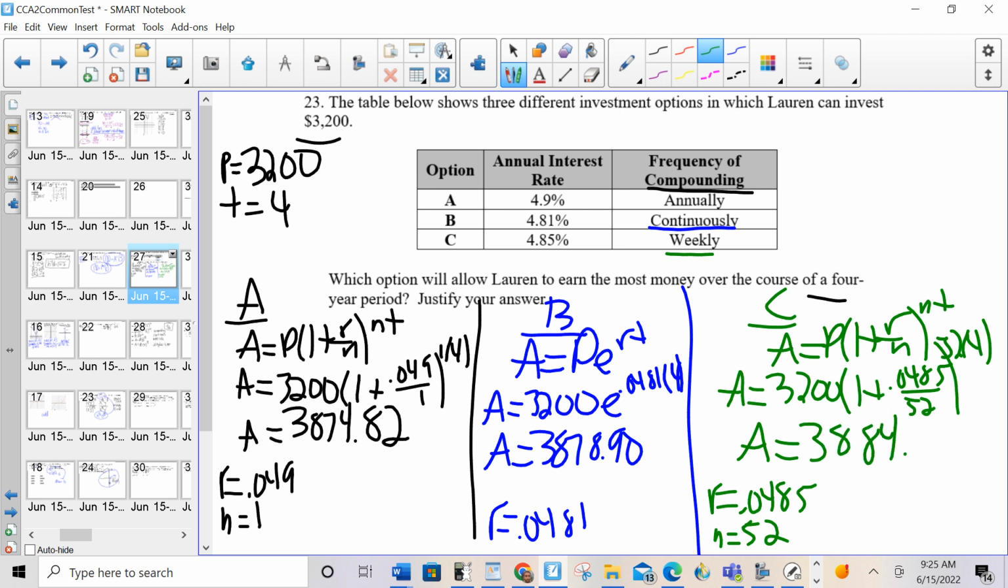They should all be relatively close to each other. If they're not, that means you probably made a mistake somewhere. Which of these numbers is the biggest? That one. Which option should she choose? If she wants the most money, then she's going to go for option C.